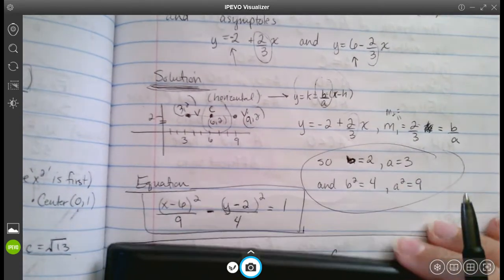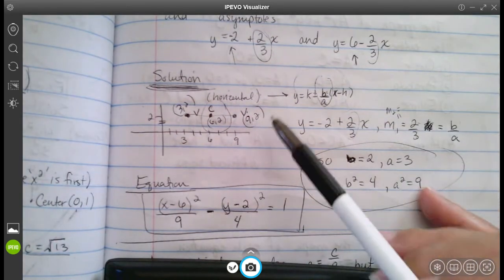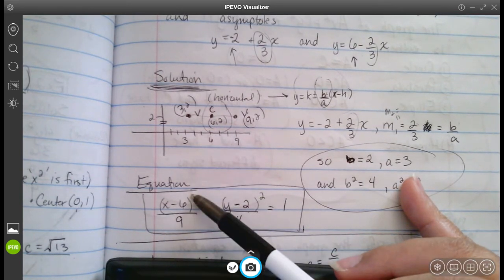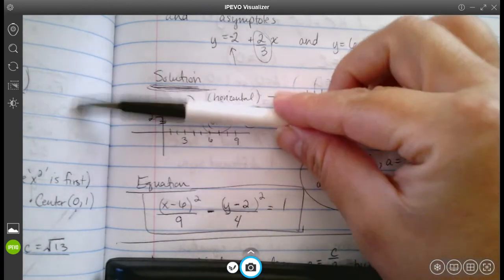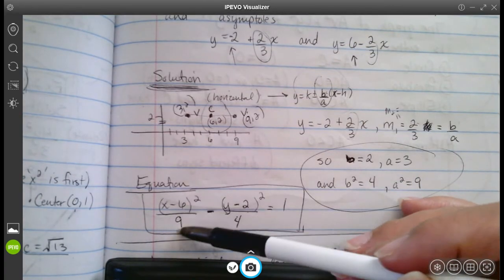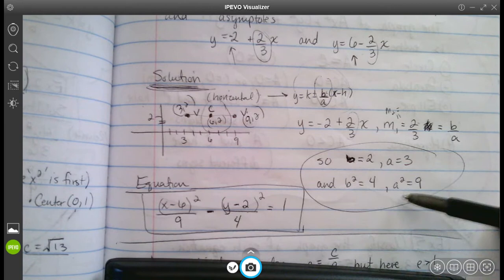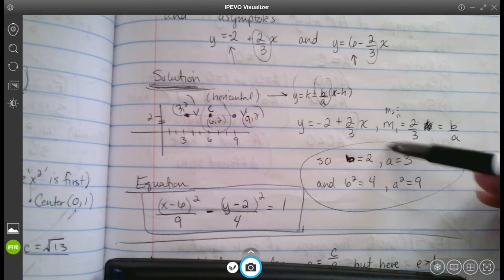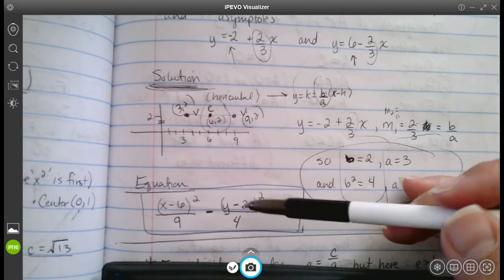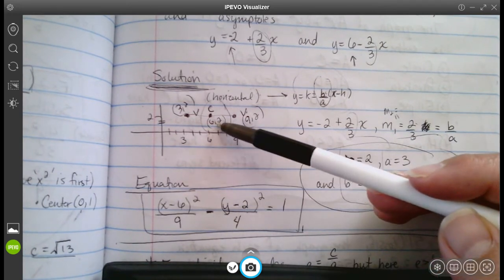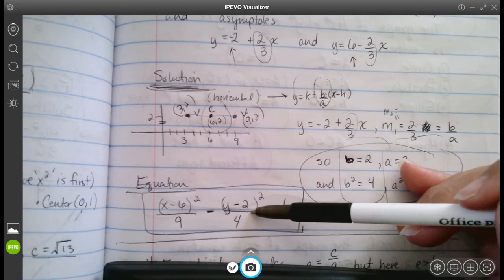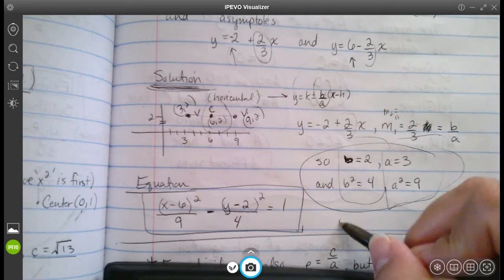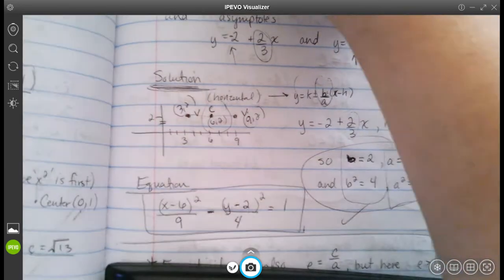So once you have your a and your b, here's the equation. We have that our center was 6, 2. So that means we have x minus 6 squared. And again, the x comes first because this is a horizontal hyperbola, over a squared, which is 9 because a equals 3, so a squared equals 9. And then y minus 2, because again my y value is 2, over our b squared, which turned out to be 4. And that's all there is to that one.